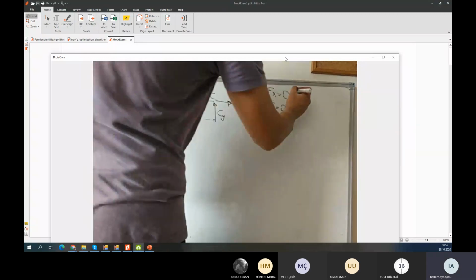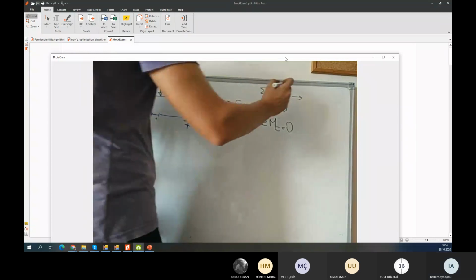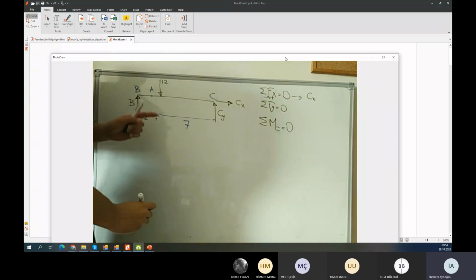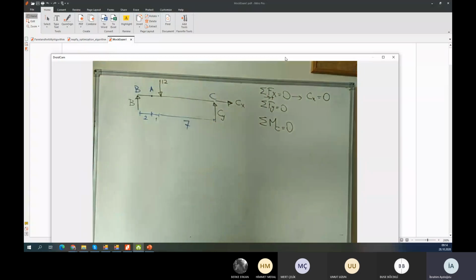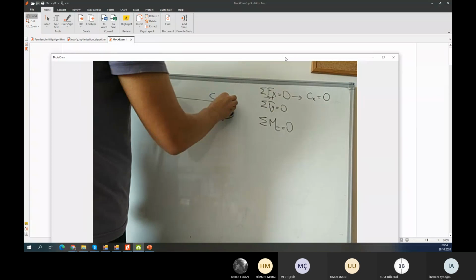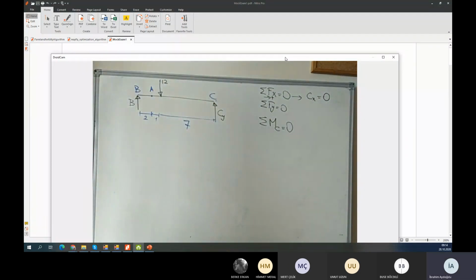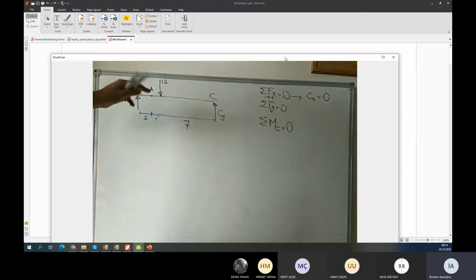So sigma Fx equal to 0, you can easily see there's only one term available in the x direction, Cx. Okay. I take the x direction as positive. So Cx is equal to 0. If this Cx is equal to 0, I don't need to write Cx. I can erase the Cx term. Then on the free body diagram, okay. So we have sigma Fy equal to 0, and moment equal to 0. I want to start with the moment.